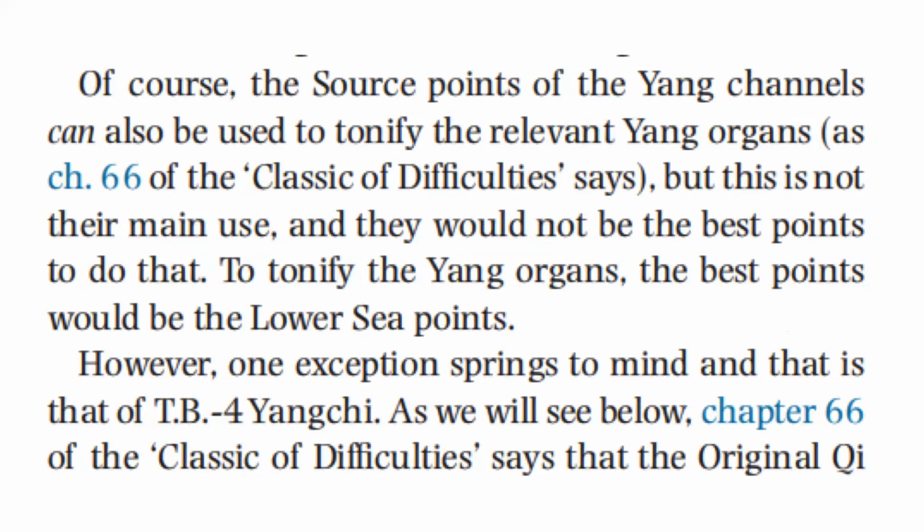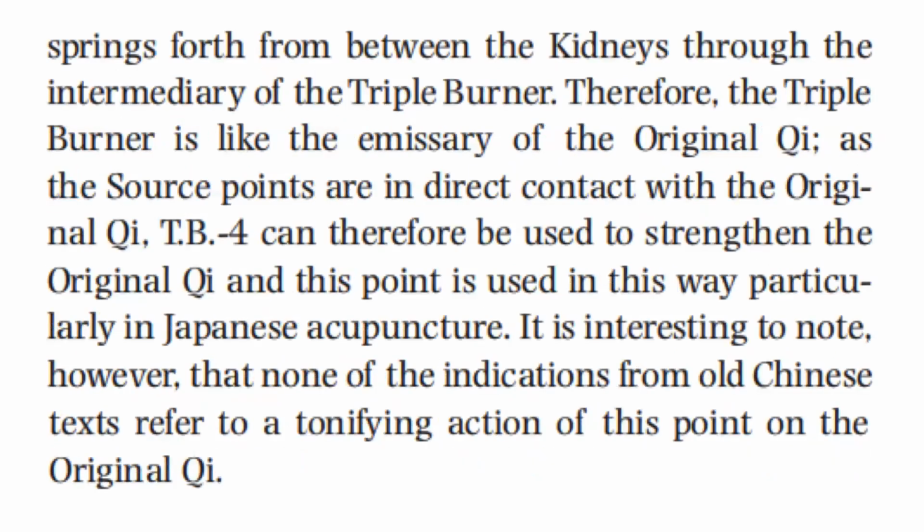Chapter 66 of the Classic of Difficulties says that the original qi springs forth from between the kidneys through the intermediary of the triple burner. Therefore, the triple burner is like the emissary of the original qi. As the source points are in direct contact with the original qi, Triple Burner 4 can be used to strengthen the original qi, and this is used in this way particularly in Japanese acupuncture. None of the indications from old Chinese texts refer to a tonifying action of this point on the original qi.